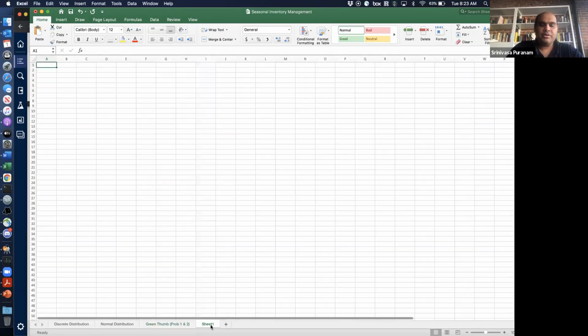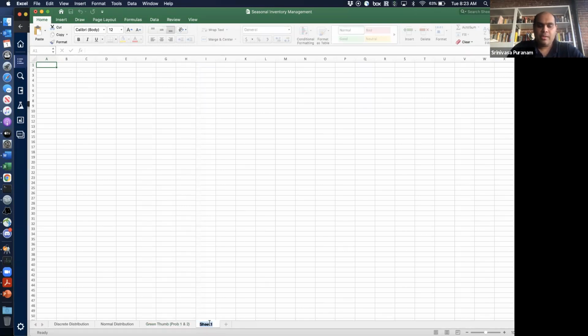So I'm going to create another sheet within the same workbook. I'm going to call it impact of speed on profitability. I'm just going to say impact of speed. Maybe spell it correctly, and all of that. Okay, good. All right, good. This is impact of speed.